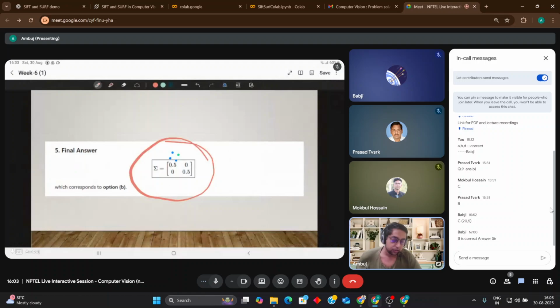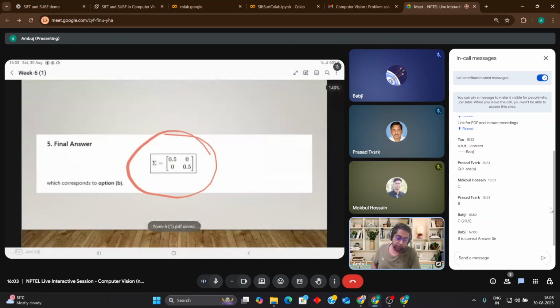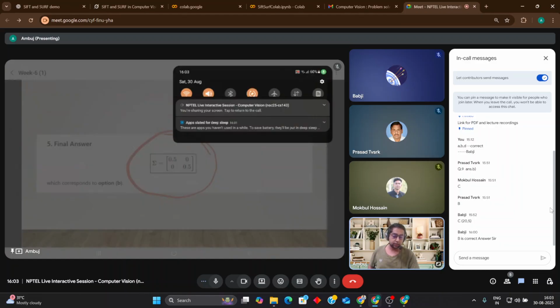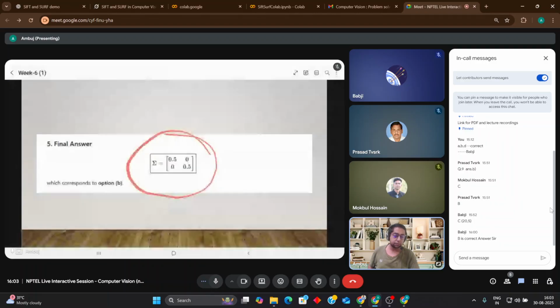If any doubt is there, then after the class is over, please try to see the PDF. In the PDF itself, the entire thing has been solved. You will get a lot of aspects there.